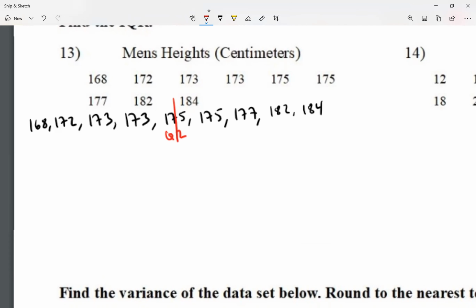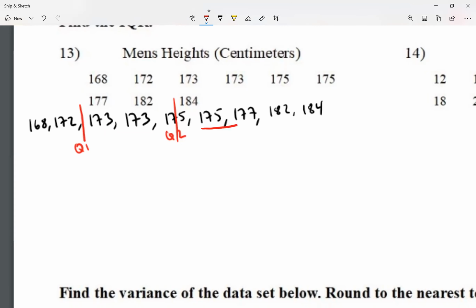Now to the left of that, there's 4 numbers. 4 is an even number. So I'm gonna find the middle of that. So my focus is right here, those 4 numbers. Now let me draw a line right in the middle. In this case, it happens to be in between 2 numbers because I have an even amount of numbers, and I'm gonna call this quarter 1.